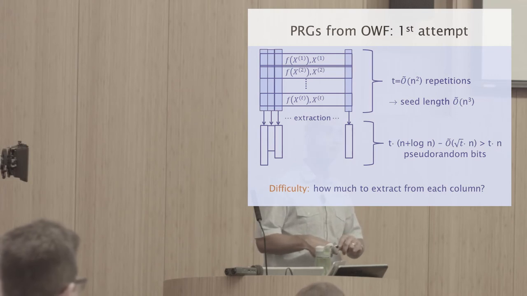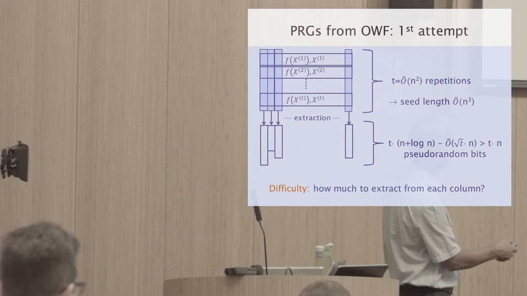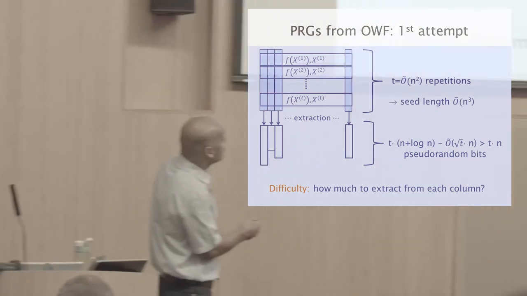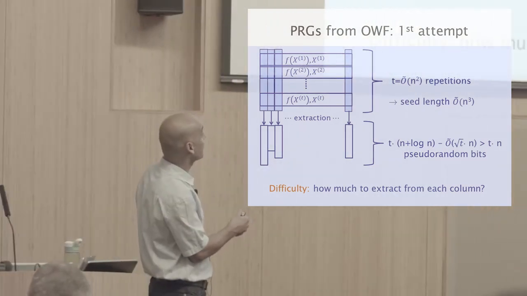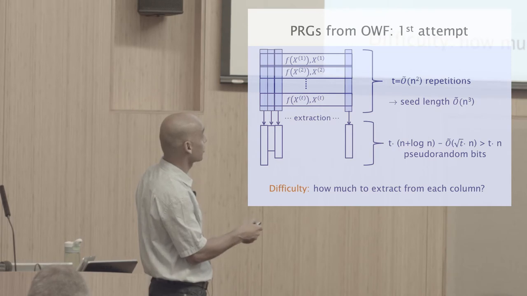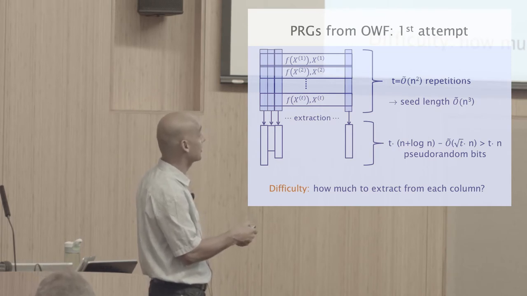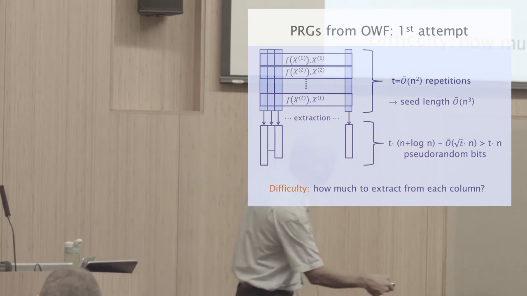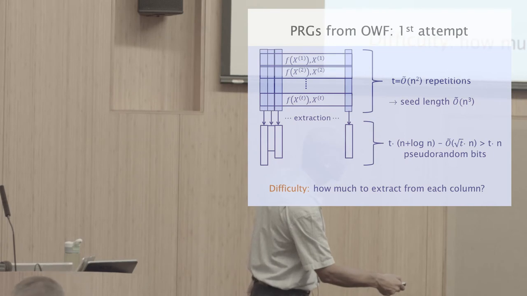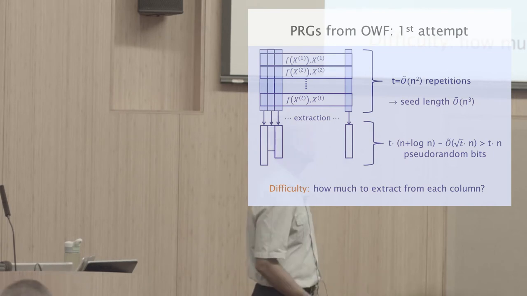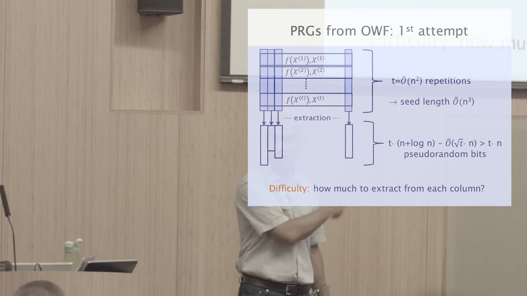Other questions? Okay, so we need to solve this problem. You can get a non-uniform construction here: if someone tells you these numbers, it's a lot of advice, but they tell you how much entropy these values here, these conditional entropies, have, then you can implement this.